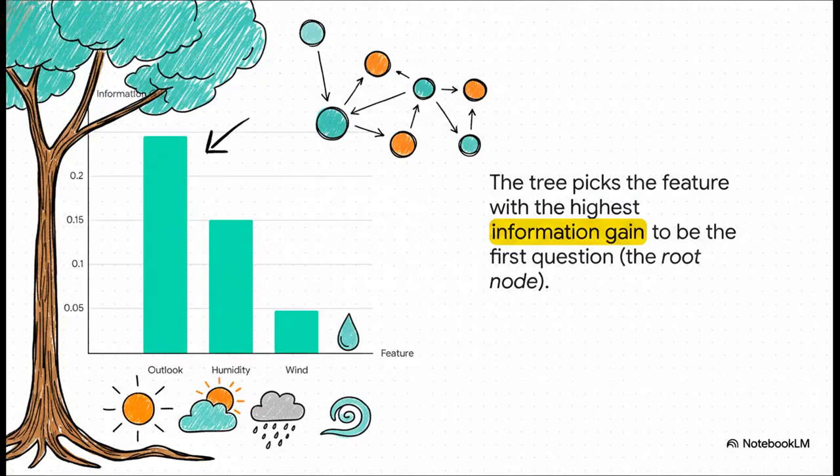So, for instance, in a classic dataset people use to predict whether or not to play tennis, the tree needs to pick its very first question, that root node. It runs the numbers and calculates the information gain for asking about the outlook, the humidity, and the wind. And as you can see from the chart, asking about the outlook, is it sunny, overcast, or raining, gives the highest information gain by far. It does the best job of separating the yes, let's play, from the no, let's not. So that's exactly where the tree starts.